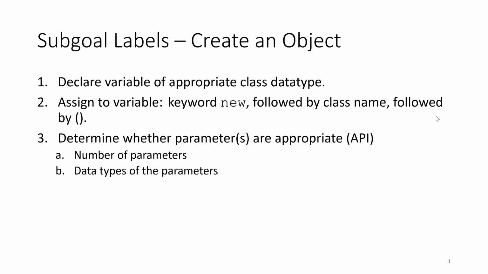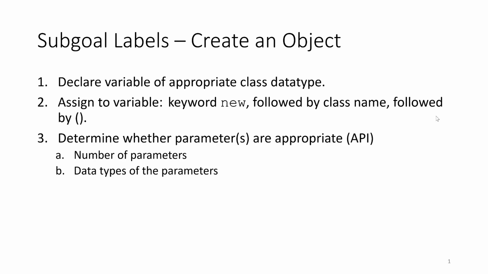This is a worked example for creating object or object instances in Java using subgoal labels. Here are the subgoal labels that we'll be using. Subgoal 1, declare a variable of the appropriate class data type. Subgoal 2, assign to that variable the keyword new followed by the class name followed by parentheses. Subgoal 3 is to determine whether parameters are appropriate by looking at the API or Application Programming Interface.